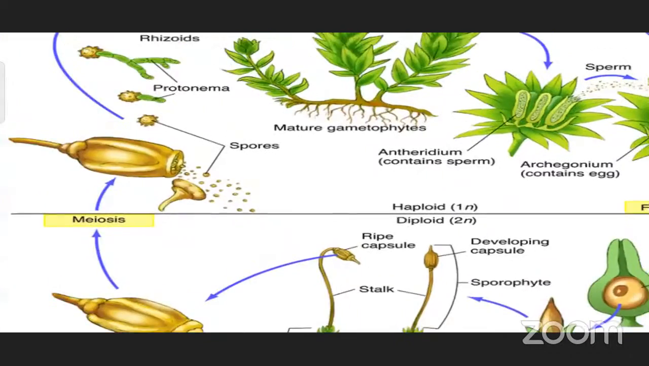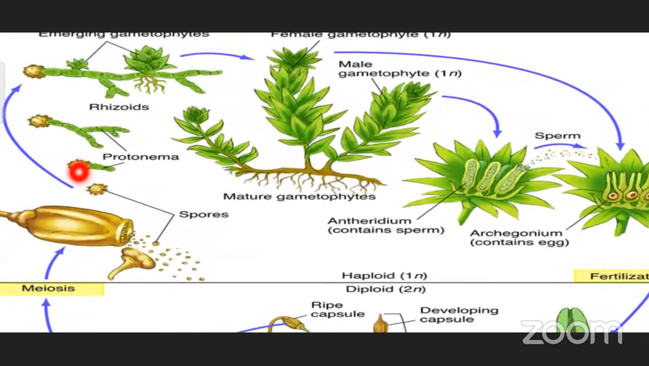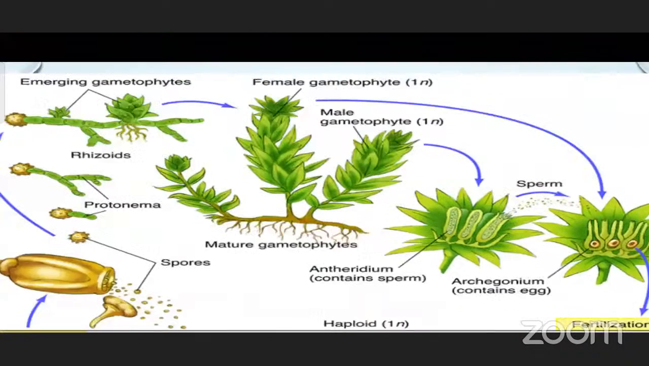When it bursts, the spores are dispersed or released into the surroundings, and when these spores find a suitable substratum, whether it may be barren soil or rock, they get the nutrients and water requirement from their surroundings, and they will germinate, and they continue at the protonema stage, which is a juvenile stage. The protonema is going to become again the gametophore. The gametophore is nothing but the male gametophyte and the female gametophyte.